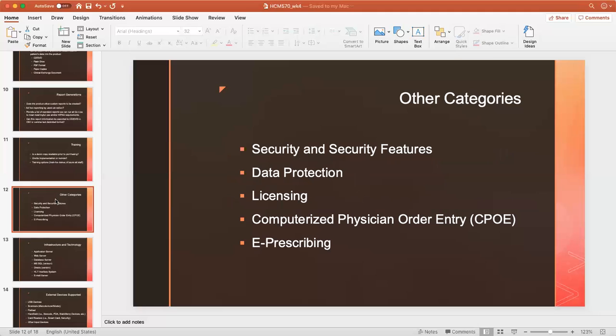Okay, you also need to discuss and look into security and security features. You need to make certain that the system can be set up to comply with the HIPAA security rule. And you better make sure that when you say that to the vendor, they know what the heck you're talking about, okay? You need backup systems for data protection because technology is a blessing and a curse. We cannot lose patient data.